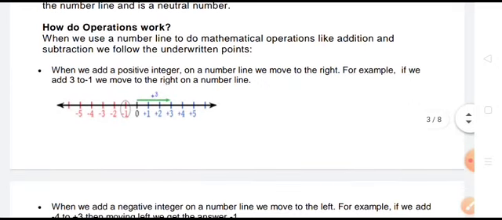Now how do operations work? Now we will study operations, and how many types of operations there are. There are 4 types of operations: plus, multiply, division, and subtraction.